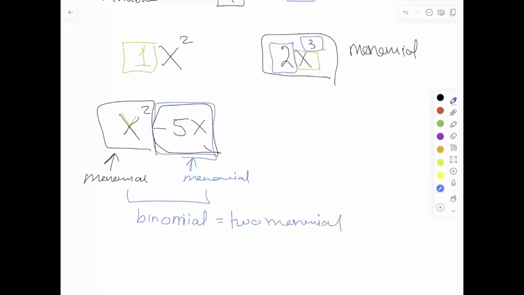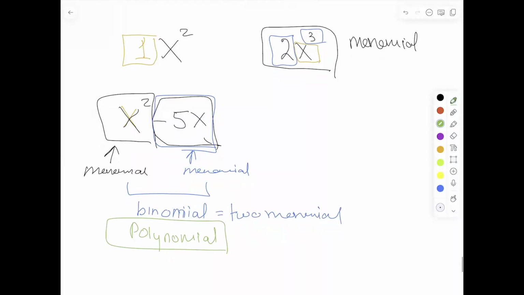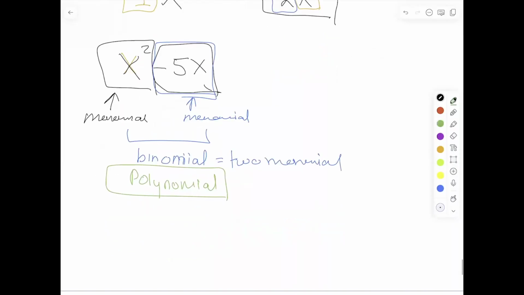Now, I'm going to tell you a little secret. A binomial is also known as a polynomial. If you have two monomials, which is one binomial, that one binomial is the same thing as a polynomial. So how many monomials do you need to have a polynomial? 2. That's it.